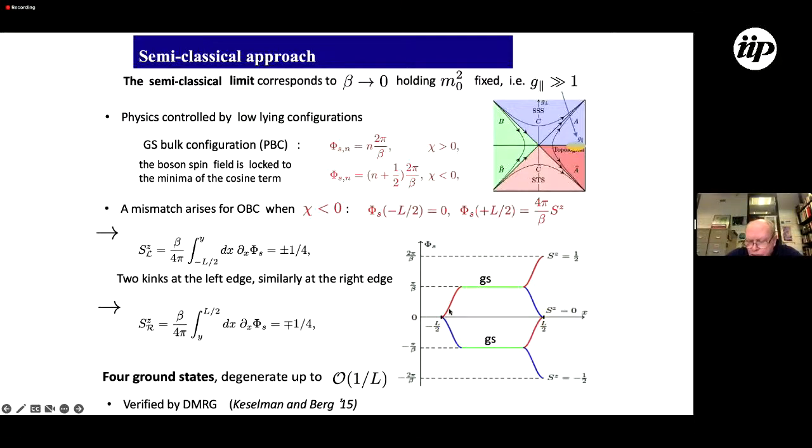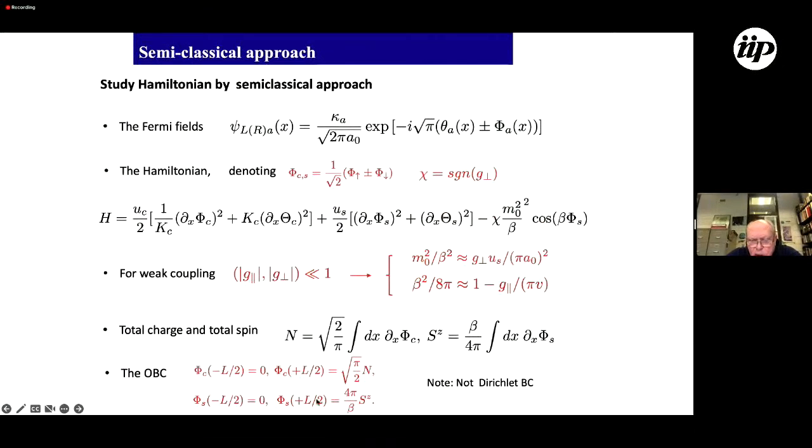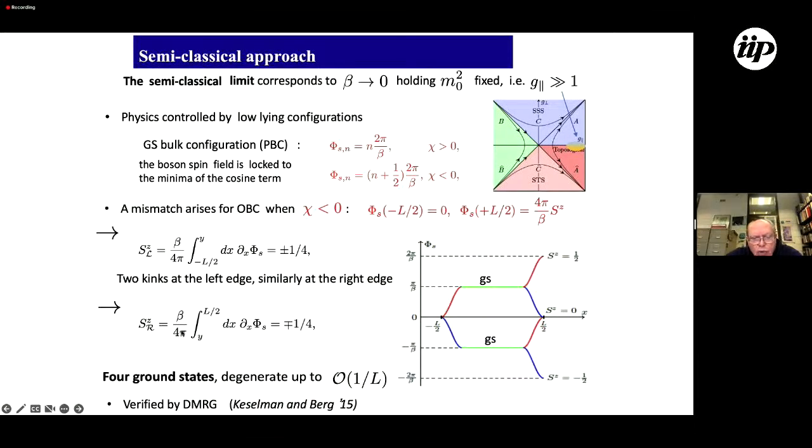Now, so you see, I have the field configuration here. And remember, the field configuration is related to the total spin by this integral here. So I carry out the integral, and I discover that this carries spin quarter and spin quarter. So at the edges of the superconductor, we find fractionalized spin of value plus minus quarter, and plus minus quarter.